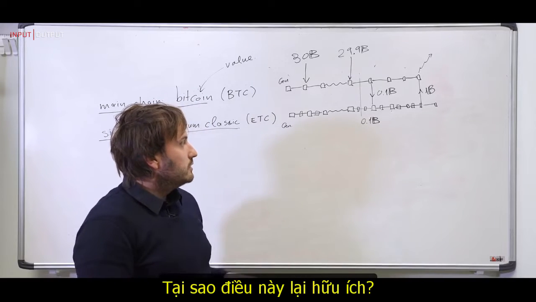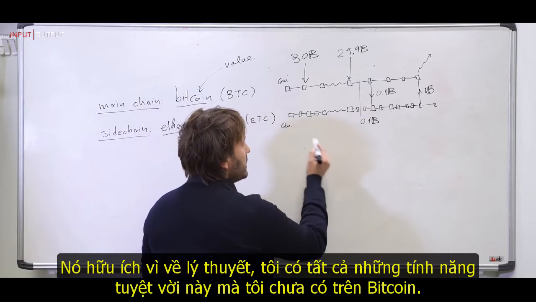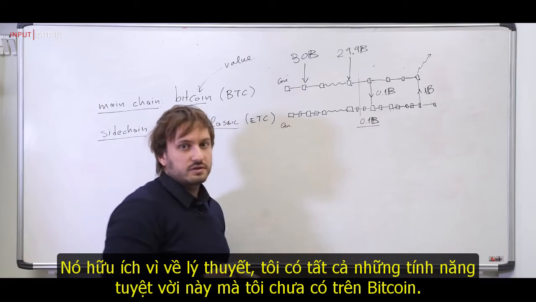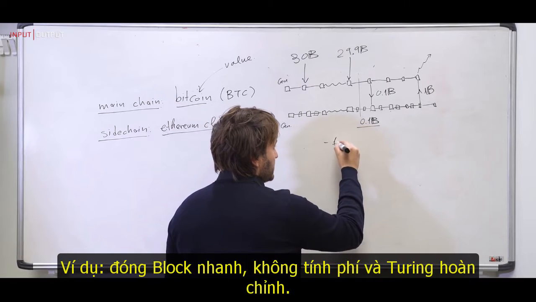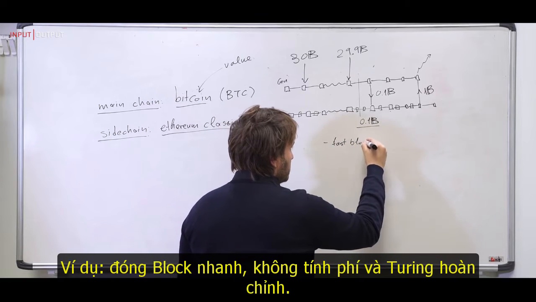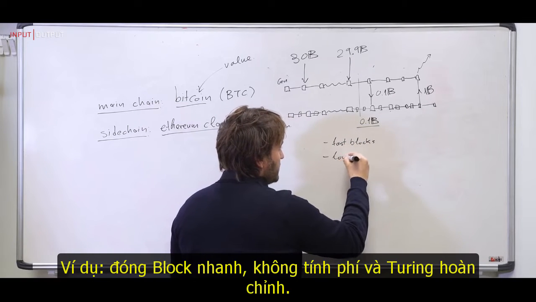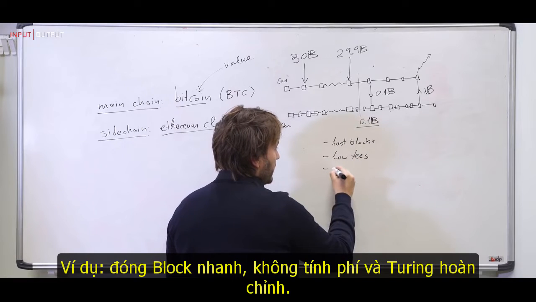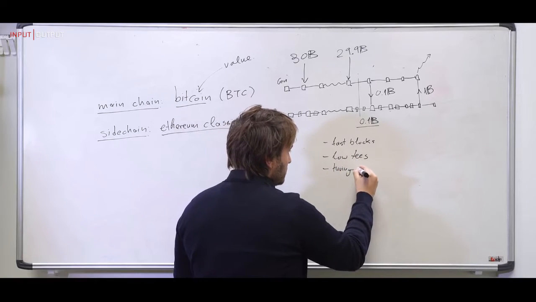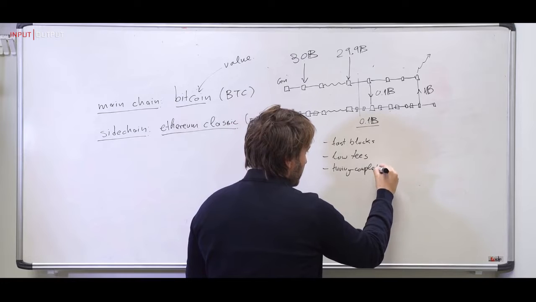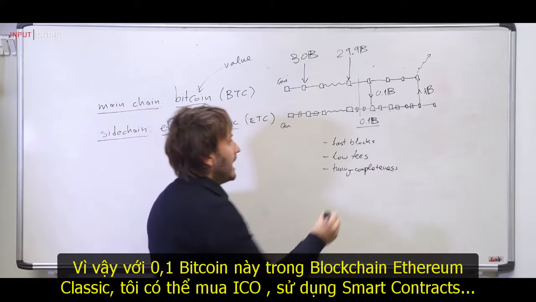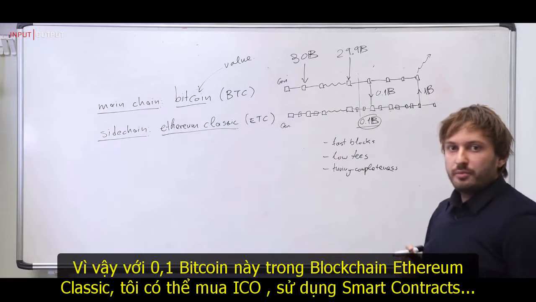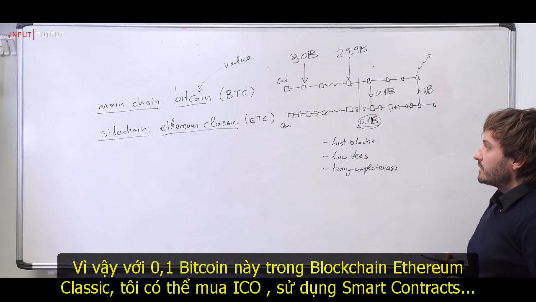Now, why is this useful? It's useful because in Ethereum, I have all these nice features that I don't have on Bitcoin yet. For example, fast blocks, low fees, and Turing completeness. So I can do as I please with these 0.1 Bitcoin in the Ethereum Classic blockchain.